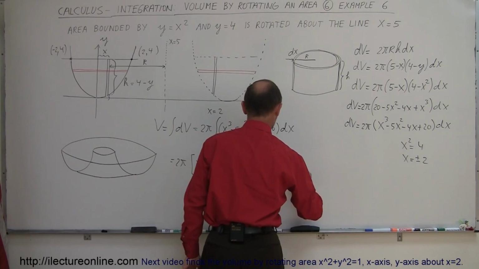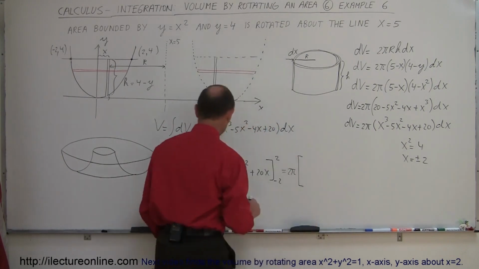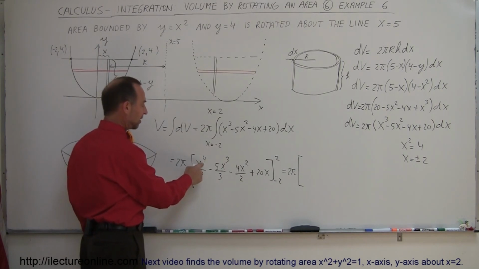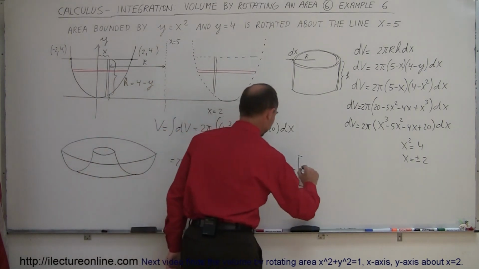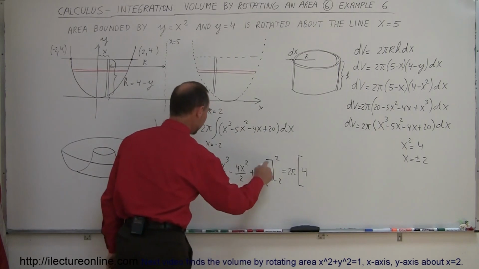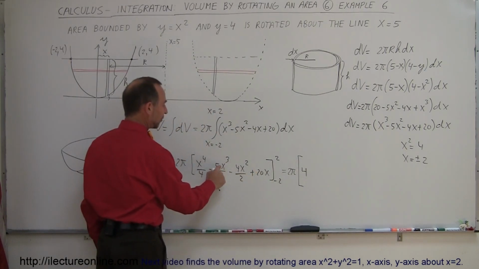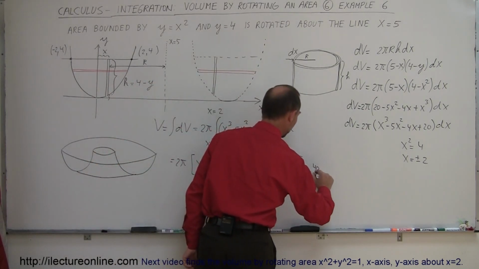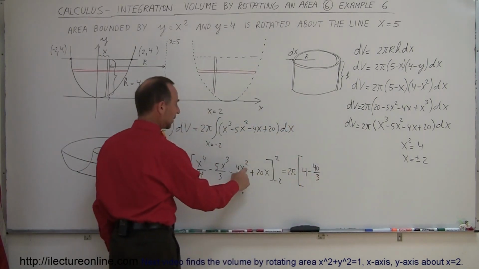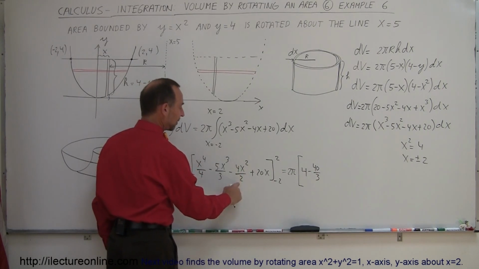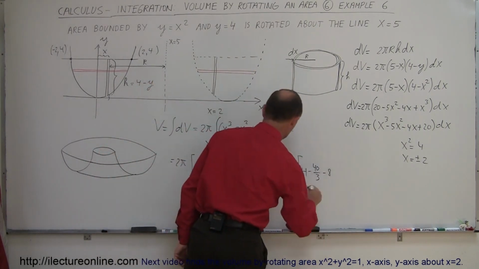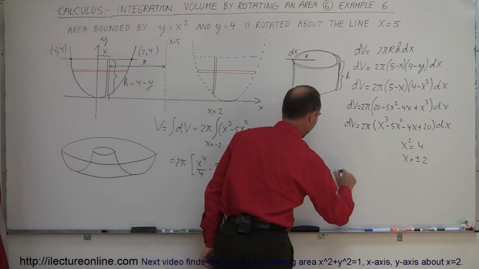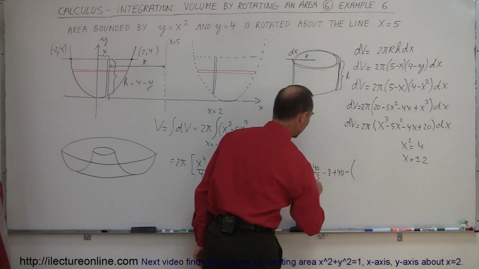So this is equal to 2 pi times, when we plug in the upper limit, 2 plugged in here, that would be 2 to the 4th power, which is 16, divided by 4, which is 4. 2 plugged in here, that's 8 times 5 is 40, divided by 3, which would be minus 40 over 3. Plug in the upper limit here, we get 2 squared, that's 4. 4 times 4 is 16, divided by 2 is 8. And finally plug in 2 here, plus 20 times 2 would be plus 40. Minus, when we plug in the lower limit.